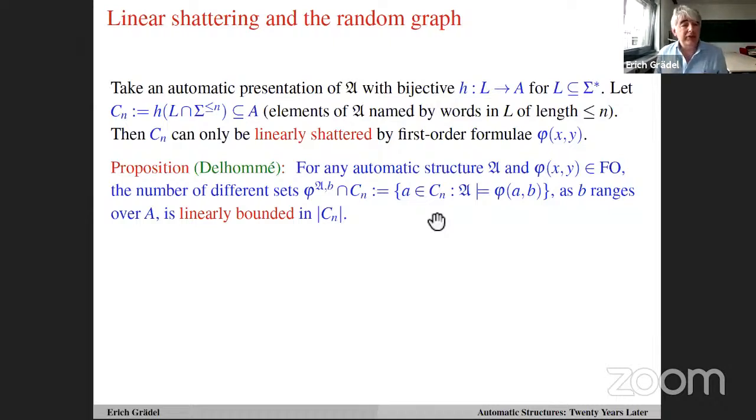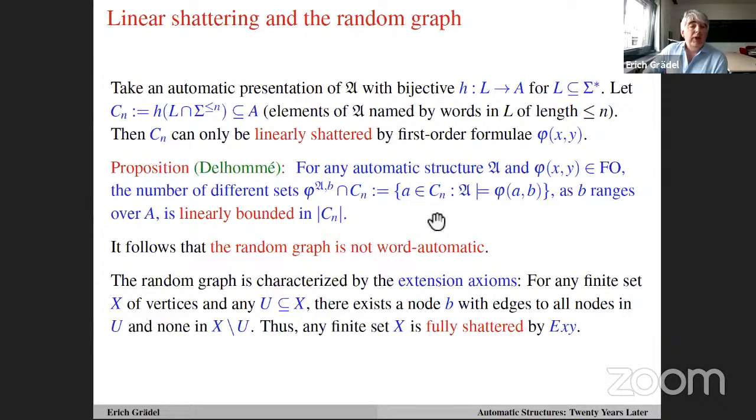Now, this result, for instance, implies the interesting fact that the random graph is not word automatic. It is known that the random graph, also called the Rado graph, is characterized by the so-called extension axioms. This means that for every finite set X of vertices and any subset U of X, there exists some node B in the graph that has edges to all nodes in U and to none in the complement of U in X.